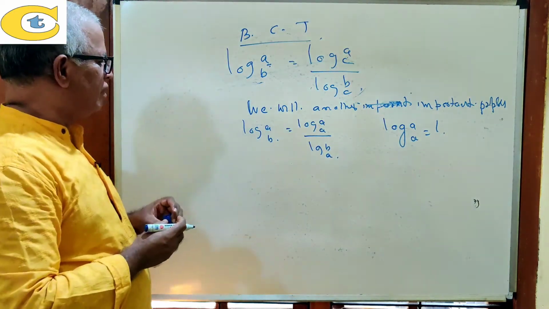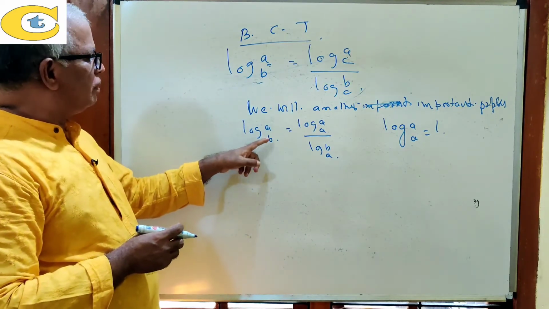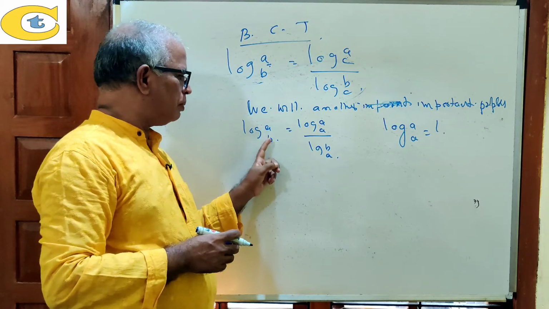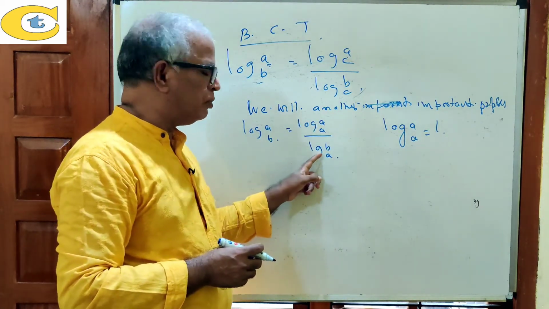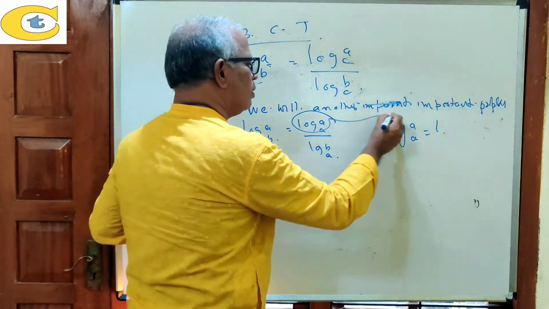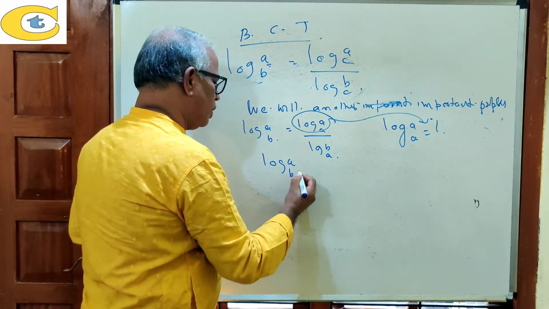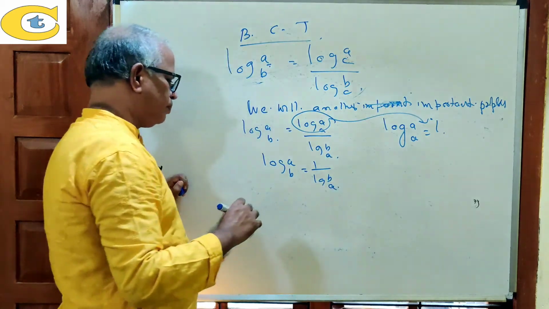Look here what I did. Logarithm of a to the base b. I changed the base on both sides to a. Logarithm of a to the base b is equal to logarithm of a to the base a divided by logarithm of b to the base a. Now what is it? It is equal to 1. So what will happen? Logarithm of a to the base b is equal to 1 by logarithm of b to the base a. Remember it.